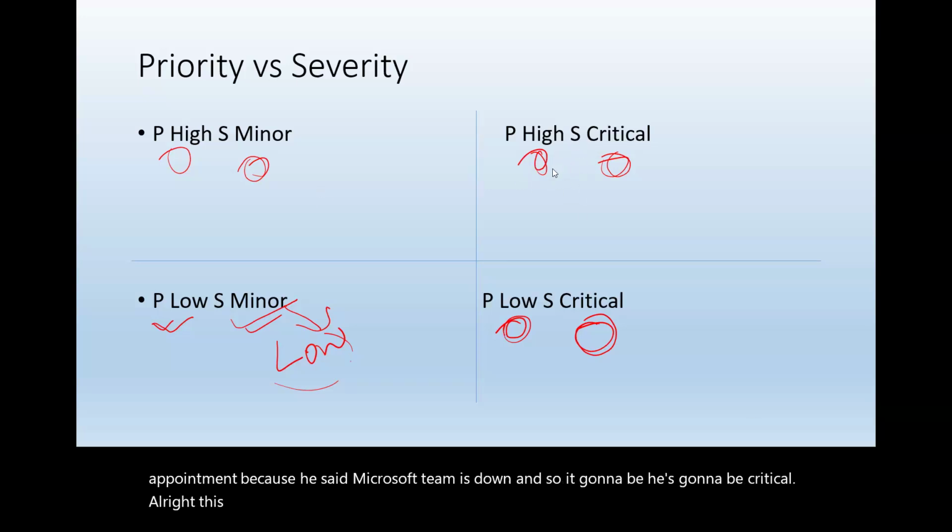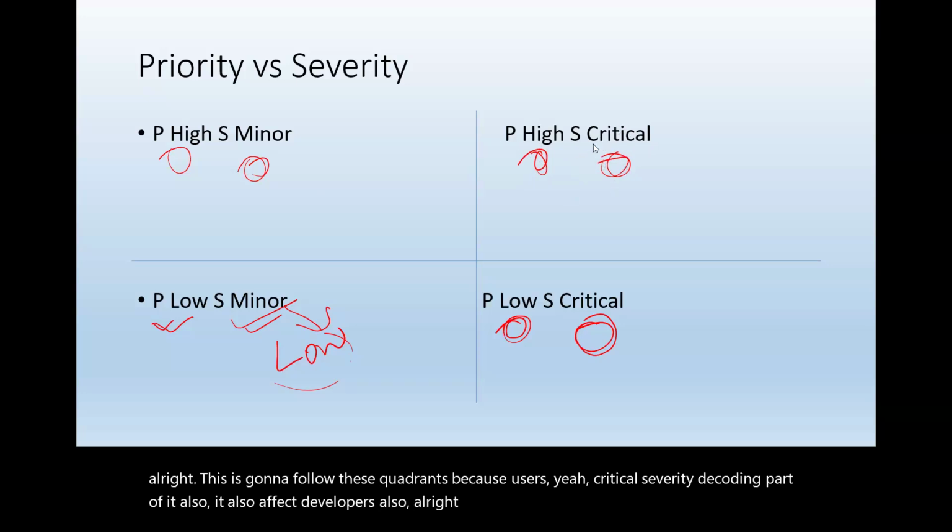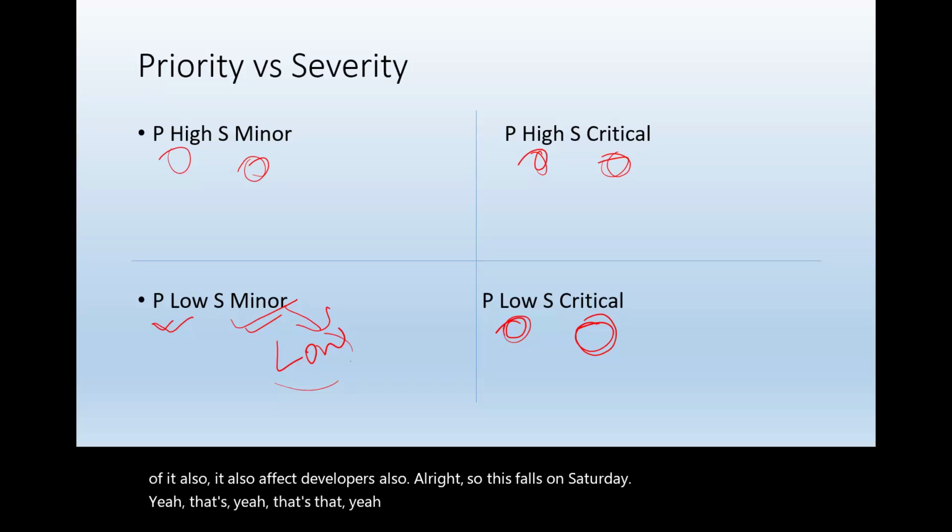This is going to fall under this quadrant, high priority and critical severity, because of the users. Yeah, critical severity, the coding part of it. It also affects the developers, all right? So this falls inside the critical. Yeah, Microsoft Teams was down yesterday on Friday. So that falls on the quadrant.